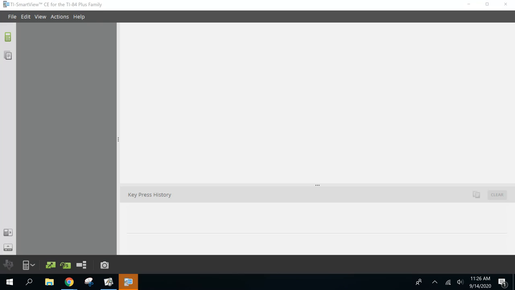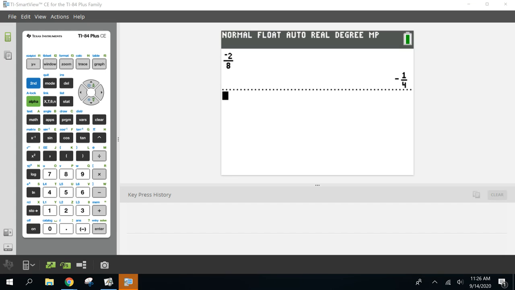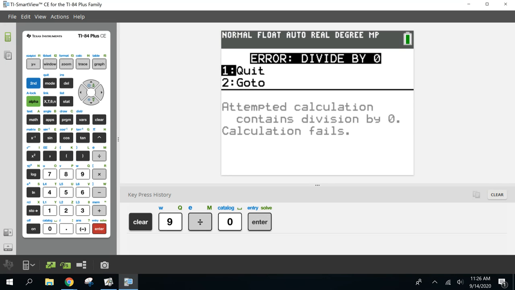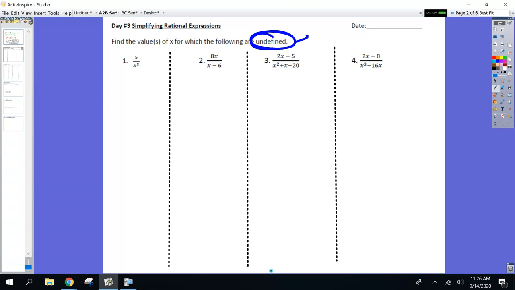Your calculator is telling you there's an error. Undefined. Cannot divide by 0, right? I'll do 9 divided by 0. That's what my calculator is telling me. You can't divide by 0. That's what undefined means. Undefined means denominator equal to 0. So anytime you hear the word undefined, think denominator.